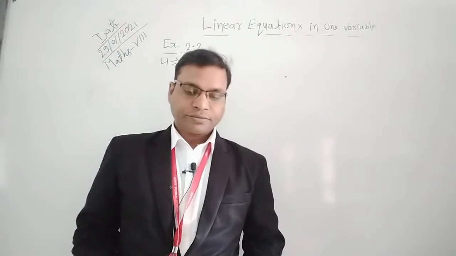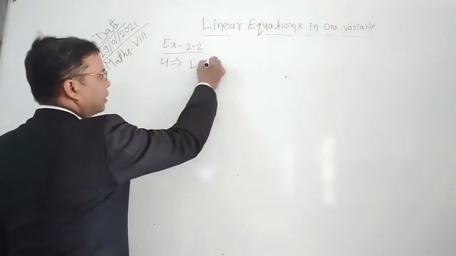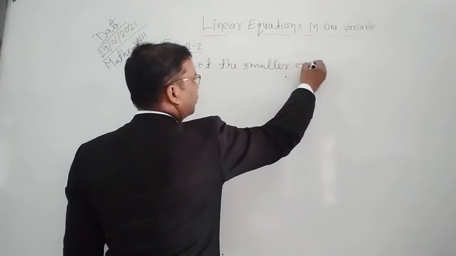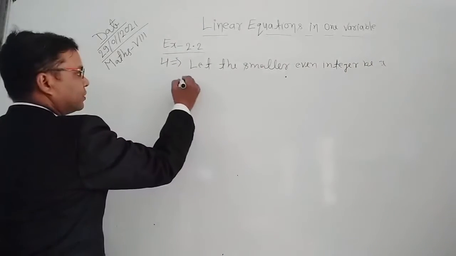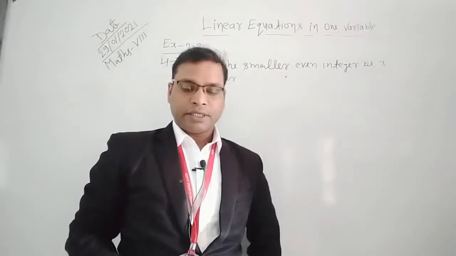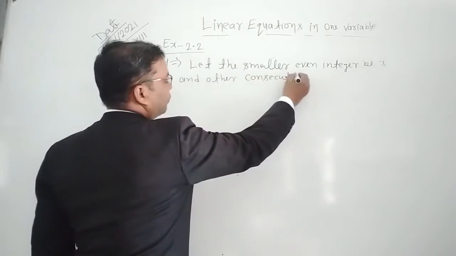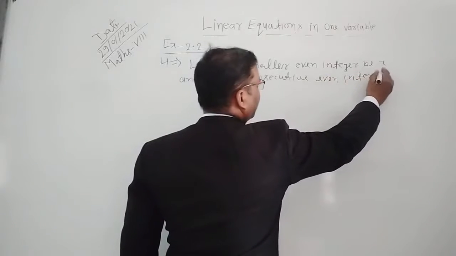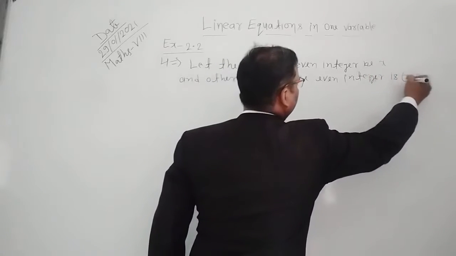So first we let the smaller even integer be x, and the other, greater consecutive even integer is x plus 2.